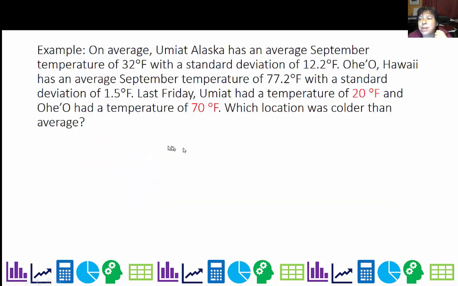In this example, we're looking at Umiya, Alaska, which has an average September temperature of 32 degrees Fahrenheit with a standard deviation of 12.2 degrees Fahrenheit. Ohio, I'm probably mispronouncing it, Hawaii, has an average September temperature of 77.2 with a standard deviation of 1.5 because their temperatures don't vary that much. So last Friday, Umiya had a temperature of 20 degrees Fahrenheit and Hawaii had a temperature of 70. Which location was colder than average?